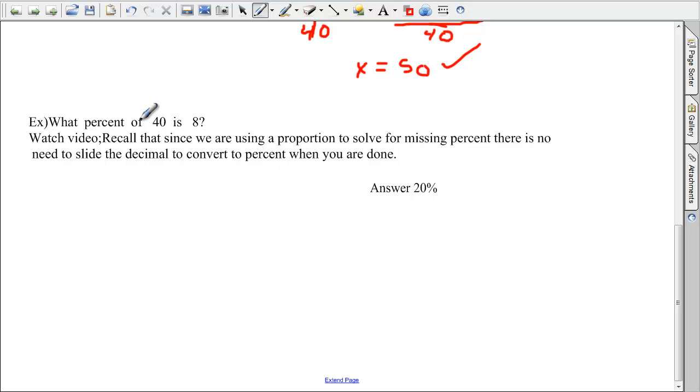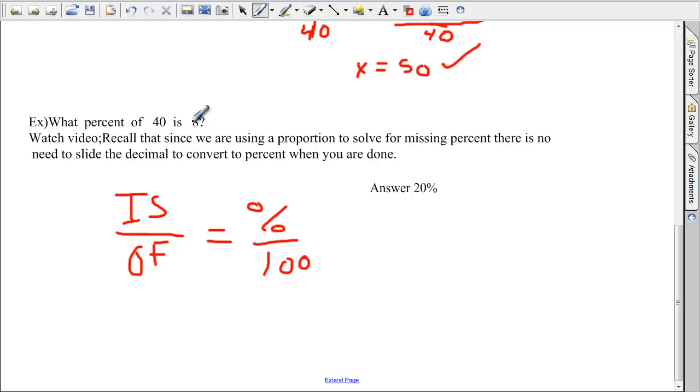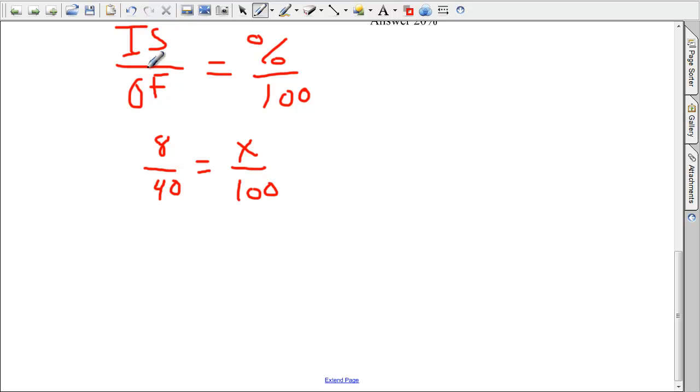What percent of 40 is 8? Well, I got to tell you, I like to just call it is over of equals percent out of 100. It's just a nice way to lay it out. Is, that's my 8, of, that's 40, percent, what percent? So percent unknown, and then always over 100. All right, so what percent of 40 is 8? If I lay out this sort of rubric here, I can cross multiply now.